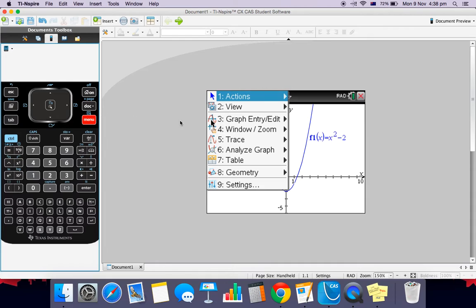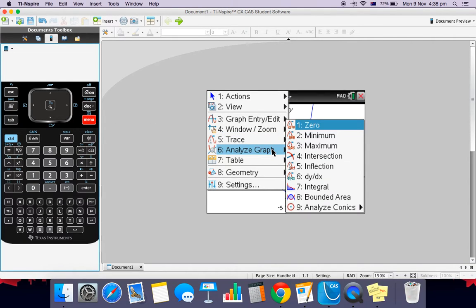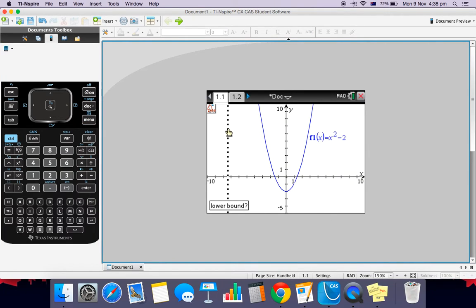If we go to menu, 6 or analyze graph, and 1 or zero, we'll get this thing coming up here. Now, it's probably going to be slightly laggier on your handheld, but the same rules apply. If you go before your graph starts, left or right of the intercept, and click down, you can then drag across until you see this 0 appear, highlighted in yellow. Click back down again and we can see the coordinate point. Now, because it's hard to read, hold your cursor over it and drag it to somewhere else where it's easier to read.